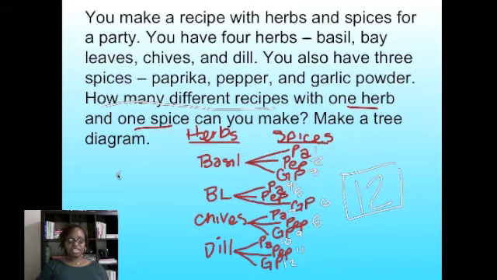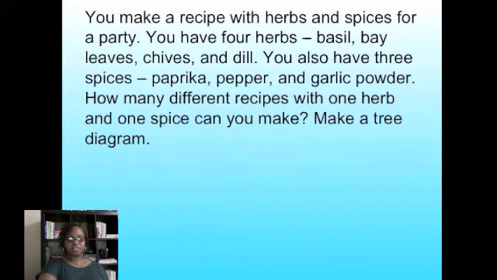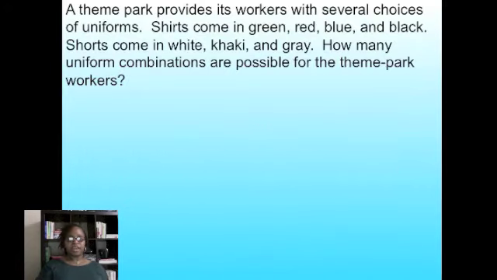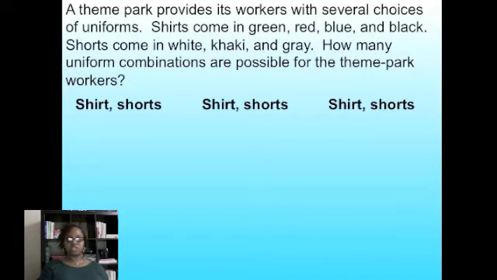Okay, again, 12. All right, so now let's check your second problem that you were supposed to do on your own. You've got the theme park that provides its workers with uniforms. They've got these different shirts and shorts combinations, and I believe you were supposed to make a table or a list. So I'm going to make a list comparing shirts and shorts.